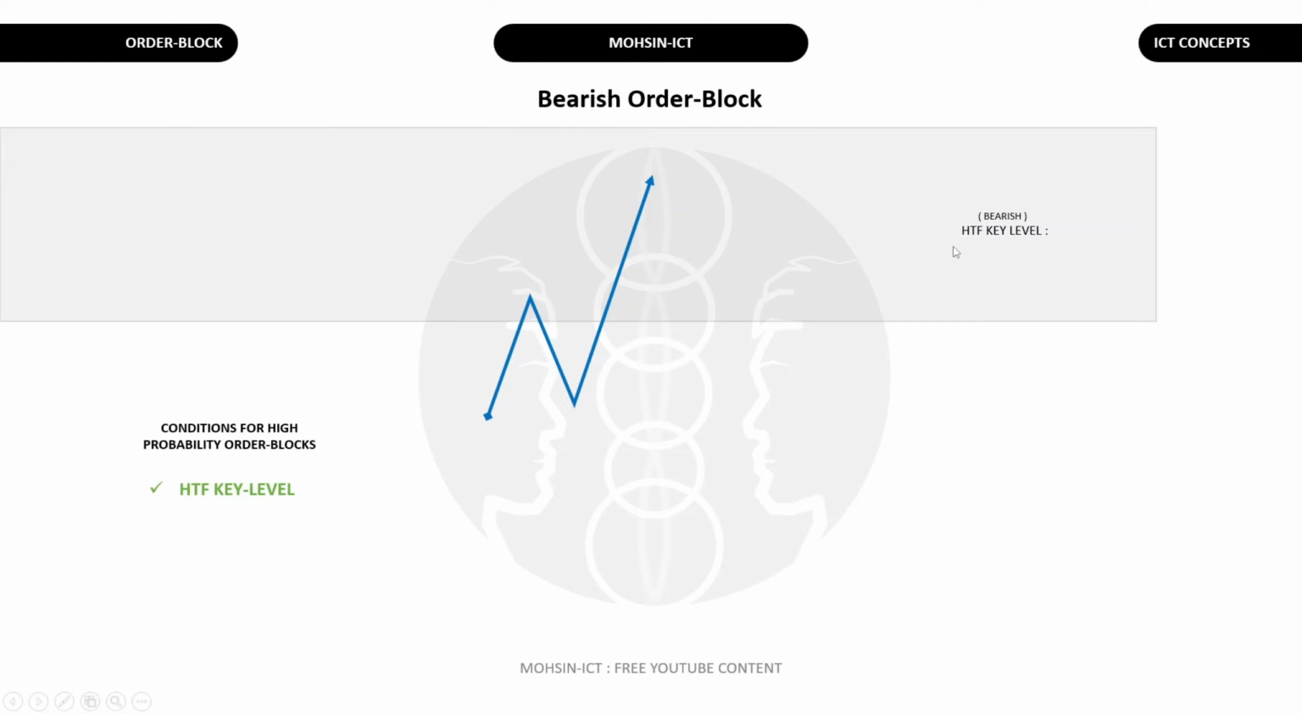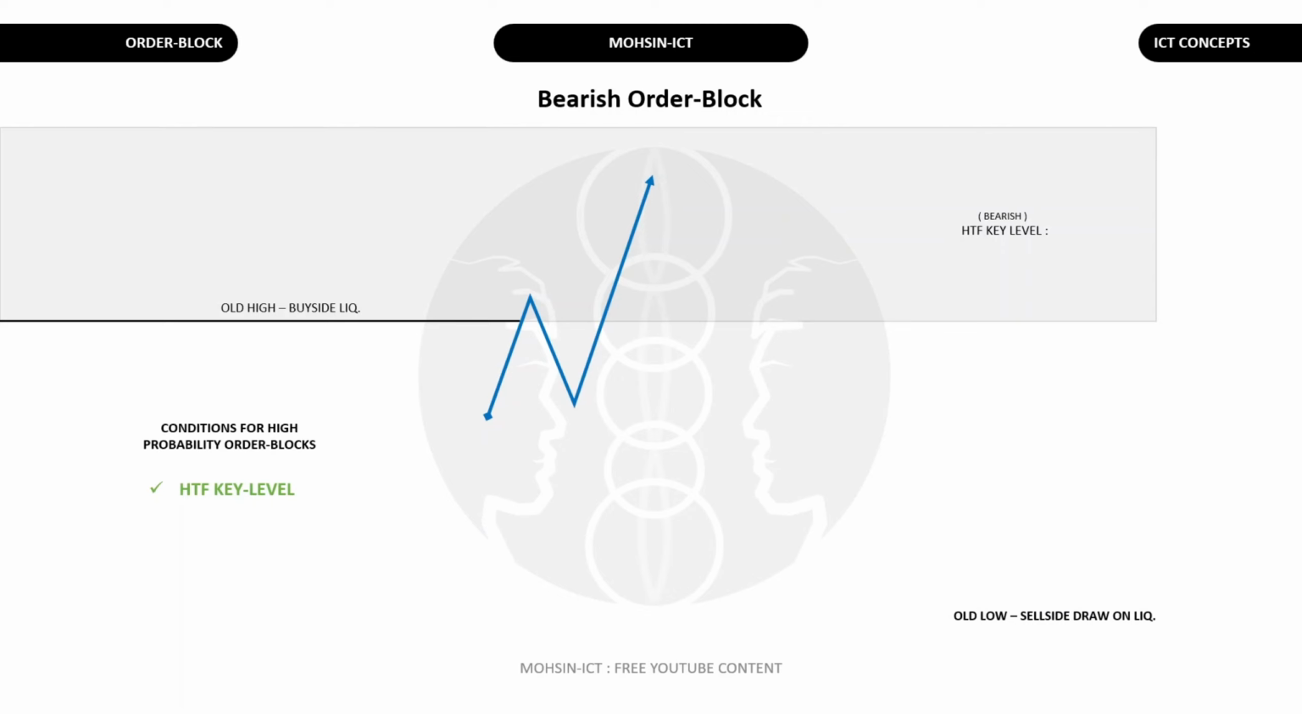For a high probability order block, price needs to be in a higher time frame key level. Now, this higher time frame key level can be an old high right below the price, or a fair value gap, or anything else, a higher time frame order block maybe, or a breaker block. But for starters, let's say it's a fair value gap. Then we look for the price to take sufficient stop raids.